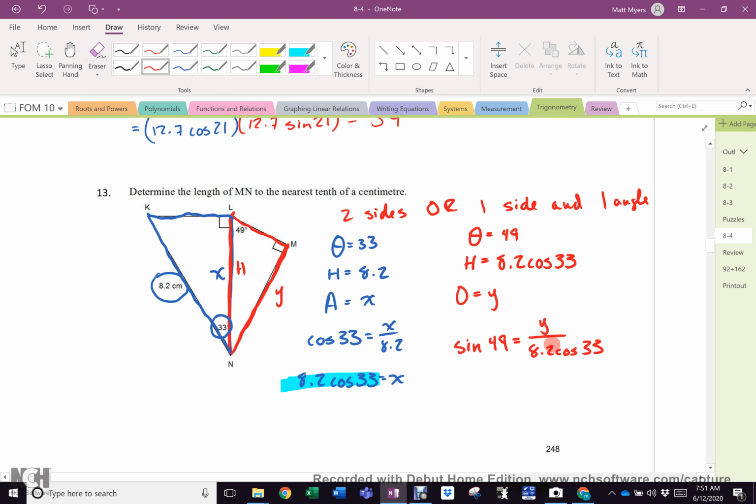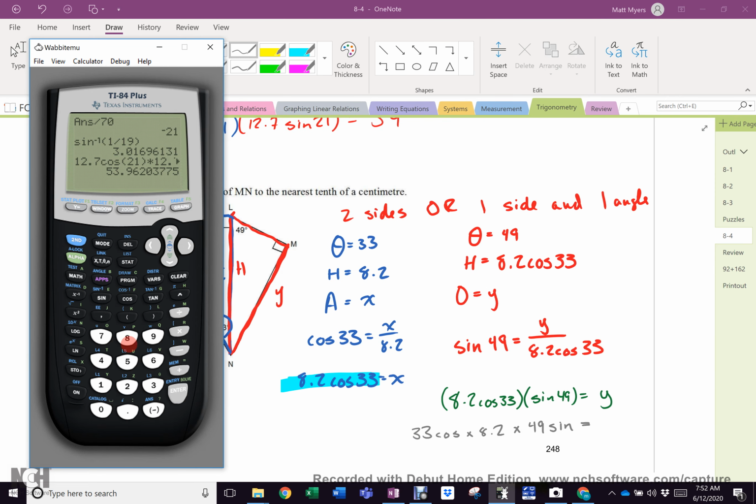What do you do with that? Of course, you have to multiply it. So I have 8.2 cos 33 times sine 49 will give me my answer. And you just punch that into your calculator, again, exactly as you see it if you have a forward calculator, or if you have a backwards calculator, just to remind you, 33 cos times 8.2 times 49 sine equals. That's what you punch in if you have a backwards calculator. And you will get the answer. And I am going to start doing some of these. 8.2 cos 33, times sine 49. Close the bracket, equals 5.2.